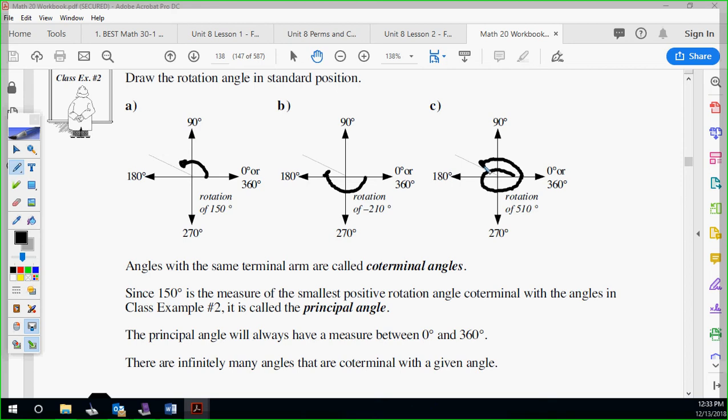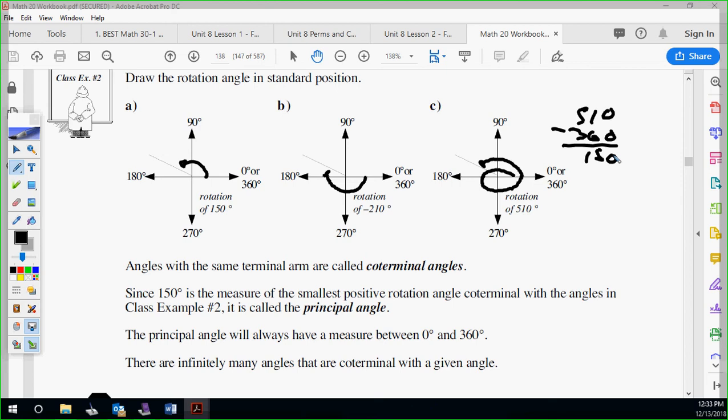Well, here's the interesting thing. What's 150 plus 210? 360. It's not a coincidence. So if I go 150 one direction, I go the opposite number of 360 the other direction. So 150 and the 210. 510 is, if you take 510 and you minus 360 from it, you get the 150 again. So they're all landing on that position. All of those examples, 150, negative 210, and 510, are all called coterminal angles. They are different values, but they land in the same position.